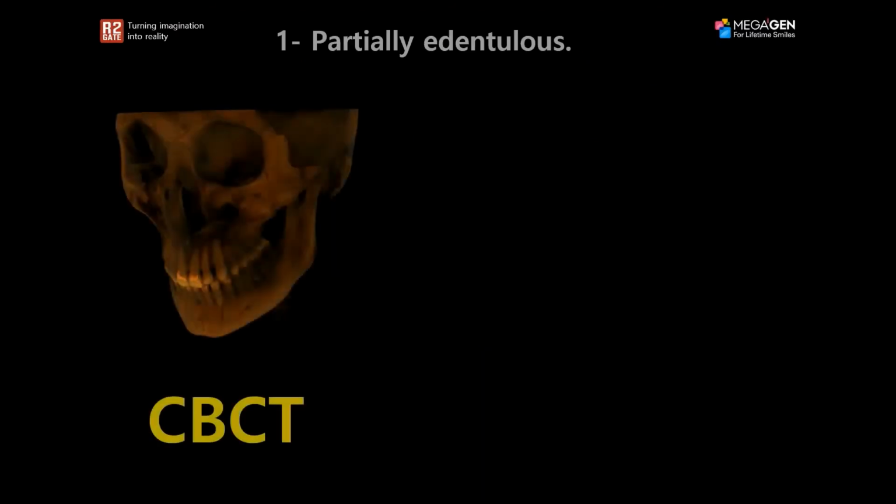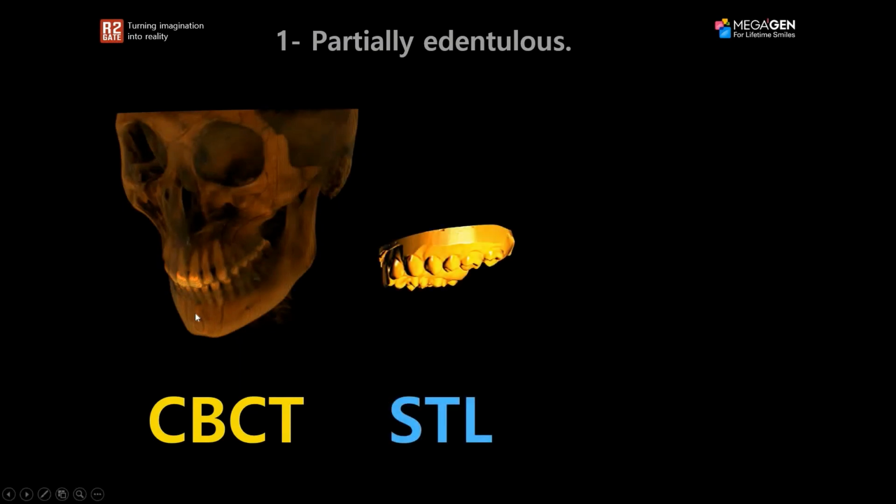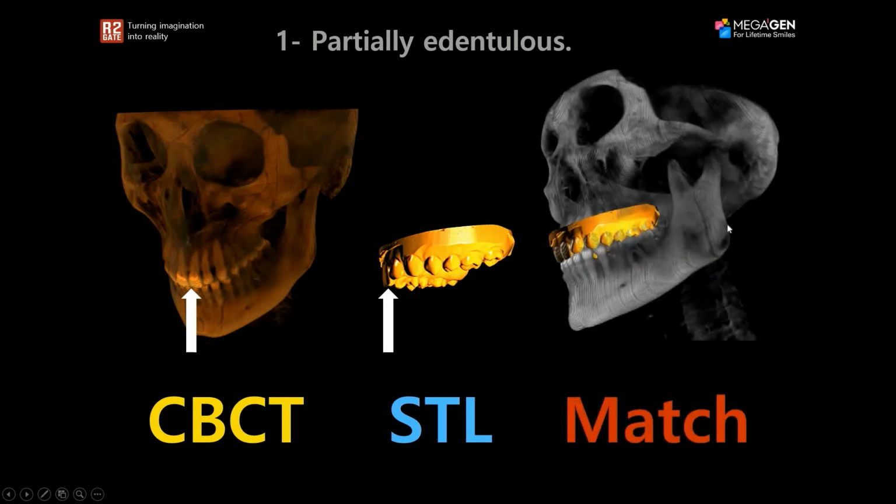Now, for partially edentulous cases, the reason why it's a simpler protocol is because in the CBCT and the STL file, we can see the teeth. So I can see the teeth in the CBCT and I can see the teeth in the STL file. Because I can see both, now I have common reference points that eventually allow me to merge or match all the data together.